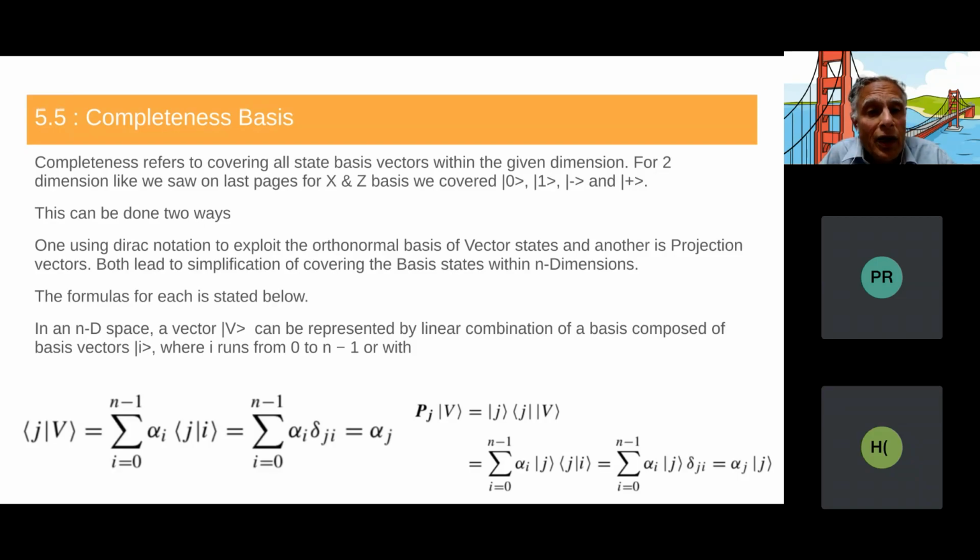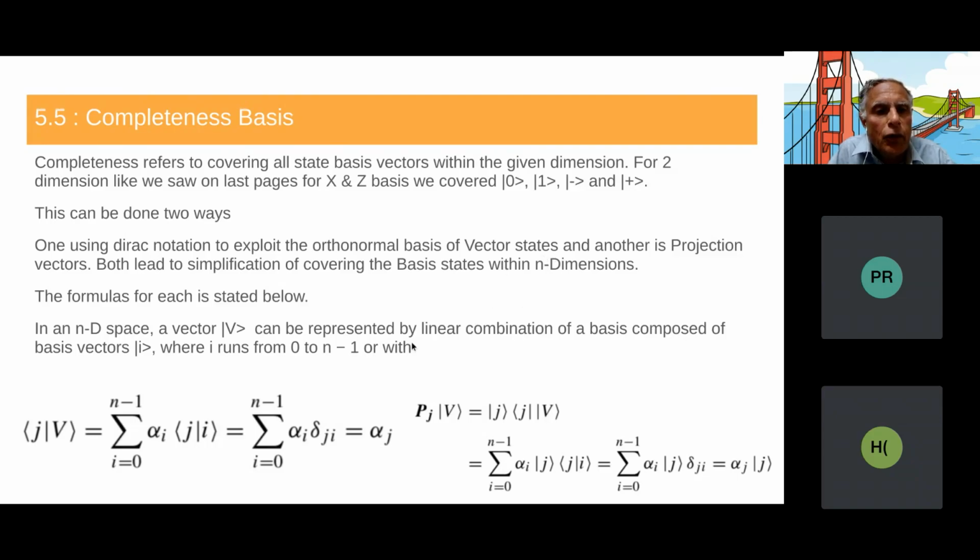So in that case, it is hard to express. So we resort to our Dirac notation and vector space, and for each of these there are two ways to formulate. One we have seen, which is based on the orthonormal basis of the vector space. The other is based on the projection vector, which we covered last time. So there are two ways to ensure that the completeness is there.